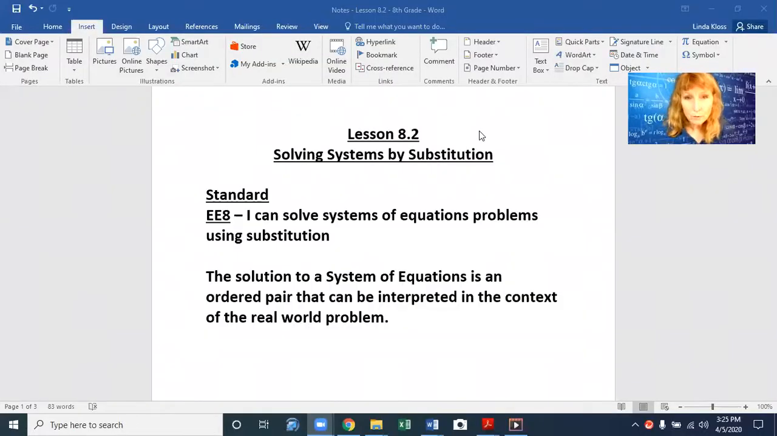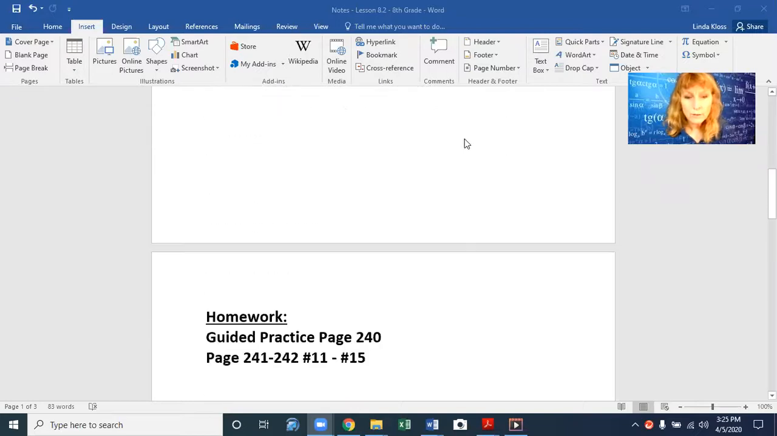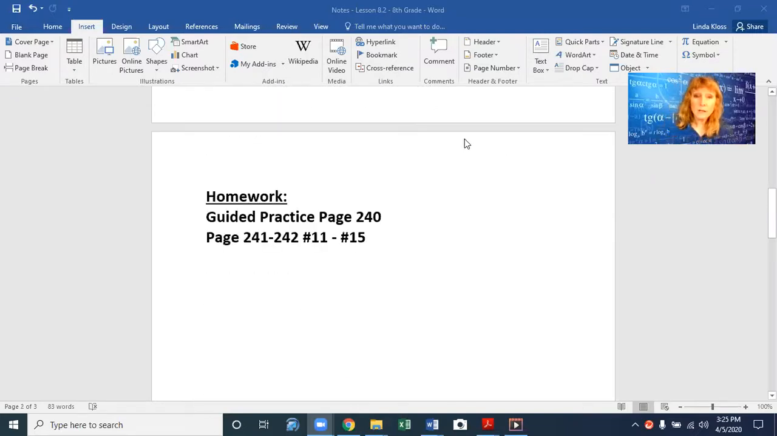Okay, we are back to the time where we show your homework. So go scroll down here. Your homework is going to be to finish guided practice, page 240. I did most of the problems. There's a few I'd like you to try on your own. And then page 241 to 242, do numbers 11 through 15. If you have any questions at all, please email me. The math is definitely getting up there in difficulty. So this is stuff you're going to be seeing in high school. So it's a really good idea to get a good handle on it now.